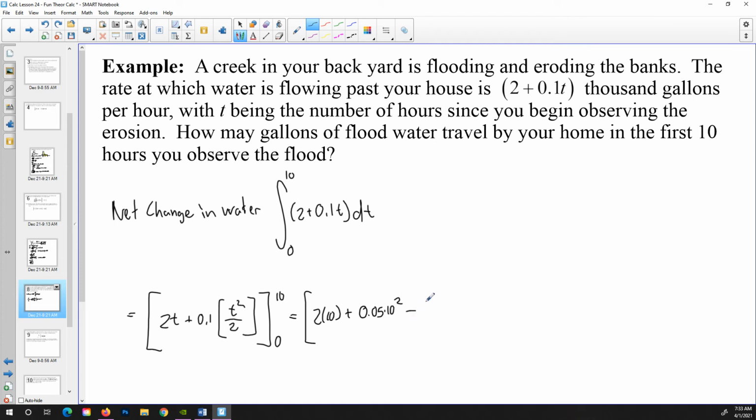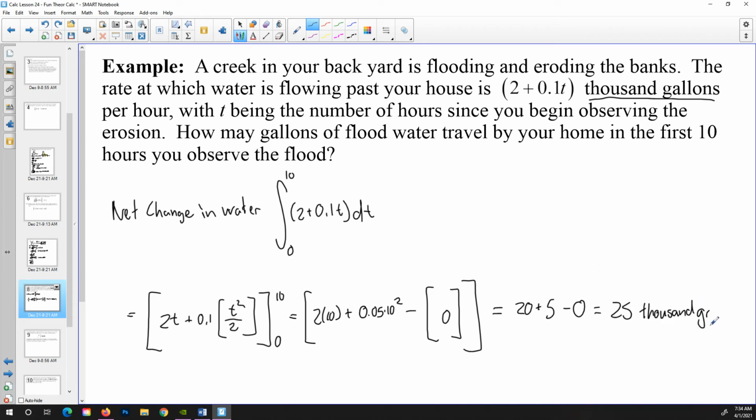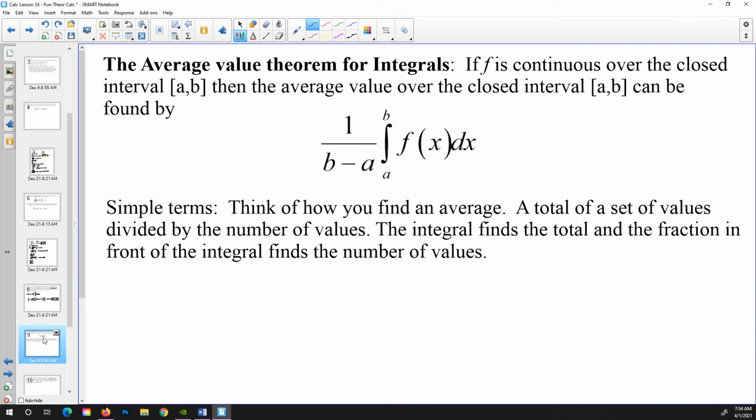And then from that we'll subtract 0. Well, 20 plus this thing turns out to be 5, minus 0, equals 25. And remember, this is in thousands of gallons, so our units will be thousands of gallons: 25,000 gallons.